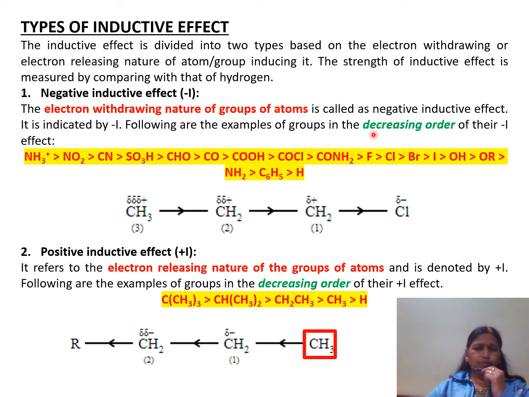Following are examples of groups in the decreasing order of minus I effect. This we have summarized and you can go through them. These are the groups. NH3+ has the maximum minus I effect. The COOH group has a lesser one compared to NH3+. Halogens have a lesser minus I effect than COOH.